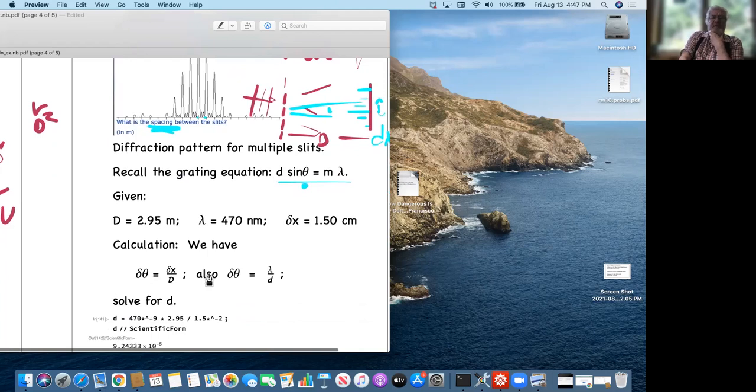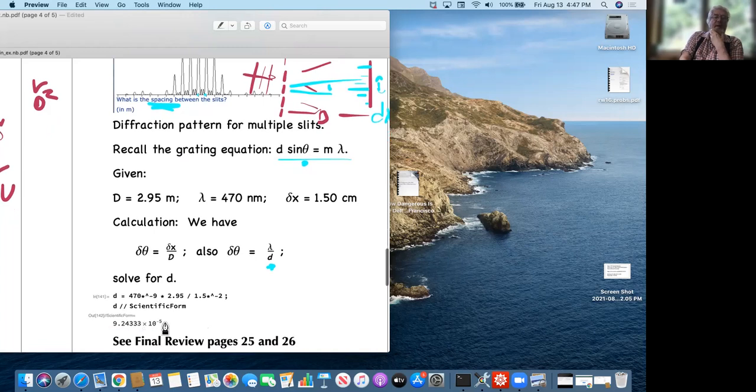So you see, I get a very simple equation for the unknown, which is d. d is lambda times capital D divided by delta x. So d is lambda, that's that 470 nanometers, times D, 295, divided by, I guess it's 1.5 centimeters. And so I get a number like this, 9.24 times 10 to the minus 5.